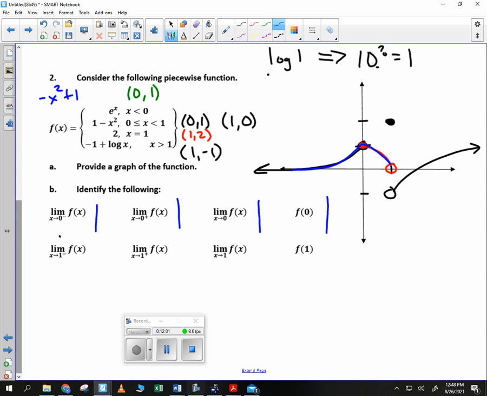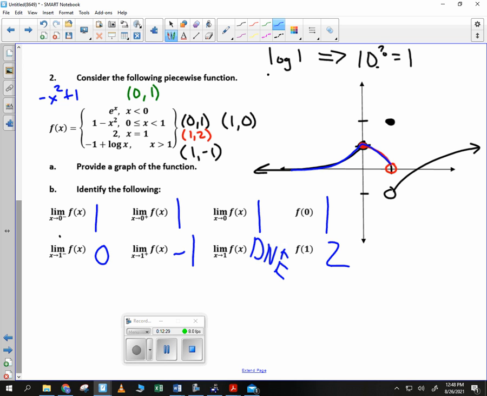Look at this one. Can you draw it without picking up your pencil? No. So look at what you get. 1 from the left is 0. Negative 1 from the right. The limit does not exist. And f of 1 is 2. So in this case, you have all 4 that are different. Any questions on that? The first 2, yes.